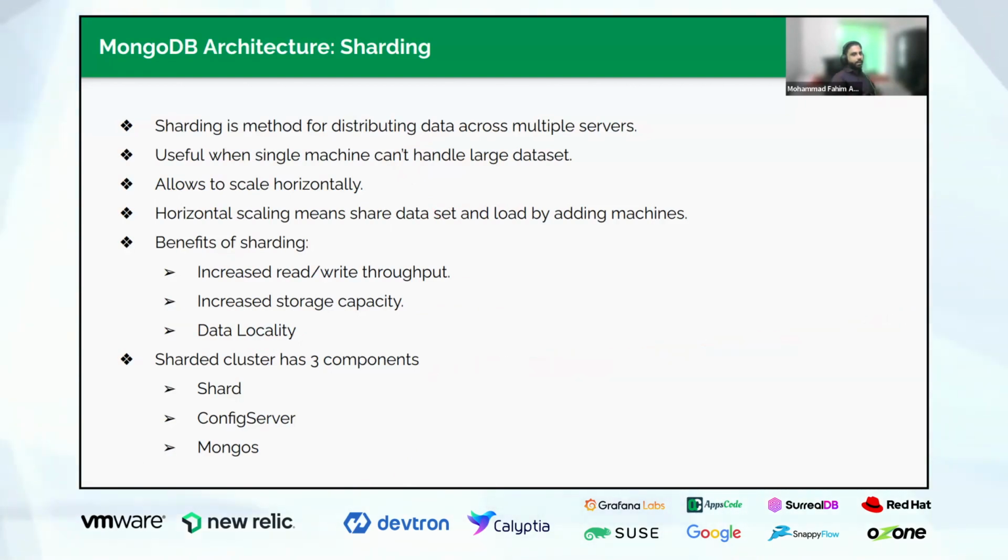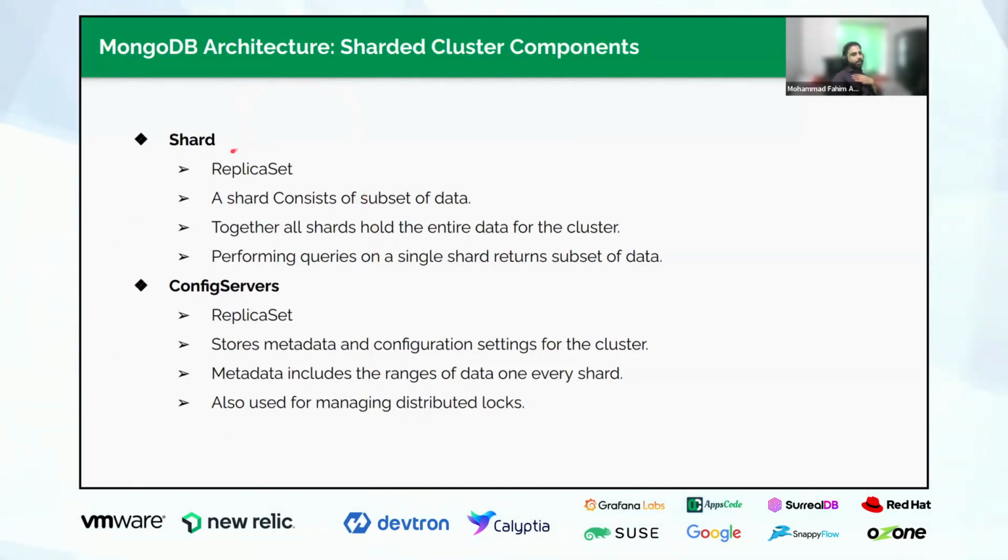Then a sharded cluster has 3 components: shard, config server, and mongos. Let's see those. So the shard is a replica set cluster, similar to the config server. That's also a replica set cluster.